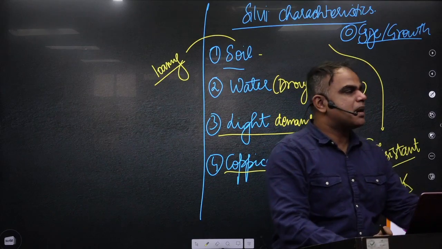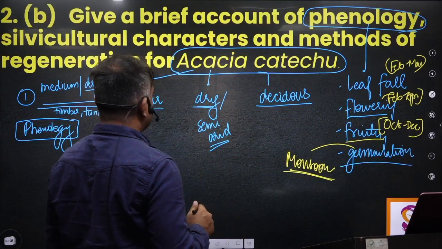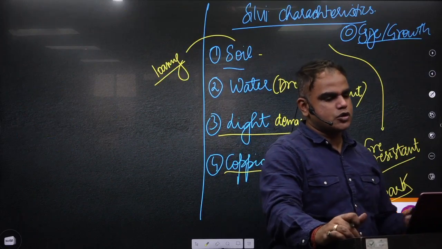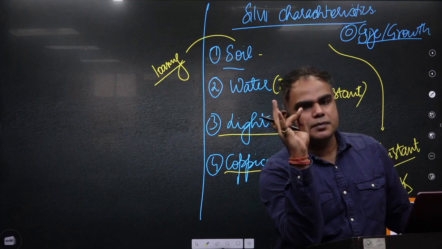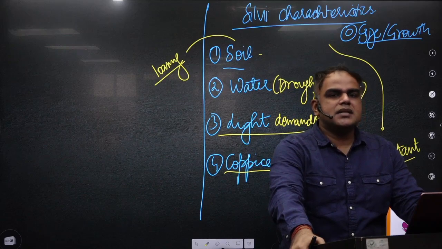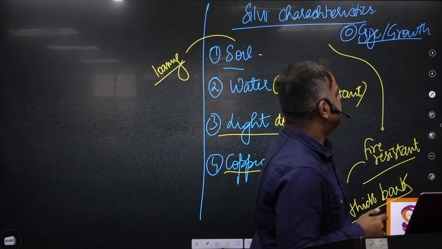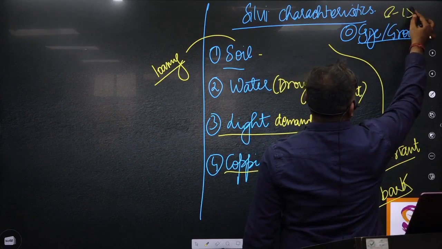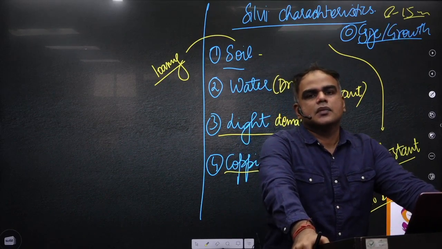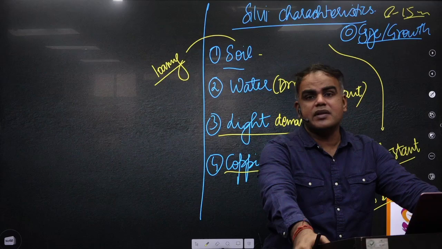These are the parts that you should understand. And then you're left with the method of regeneration. I already told you size and growth. So here also one line you can write. It's a medium sized deciduous tree. Medium sized fast growing deciduous tree. If you want to remember, it is around 6 to 15 meters of height. But medium size, deciduous, fast growing, able to thrive in tough conditions.